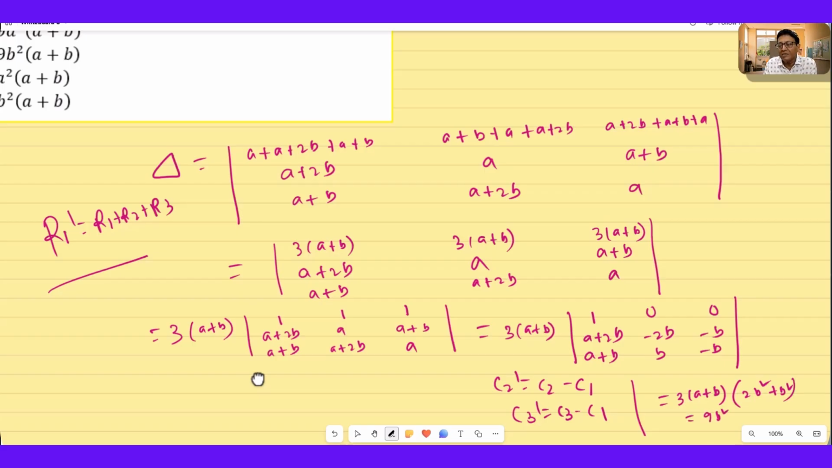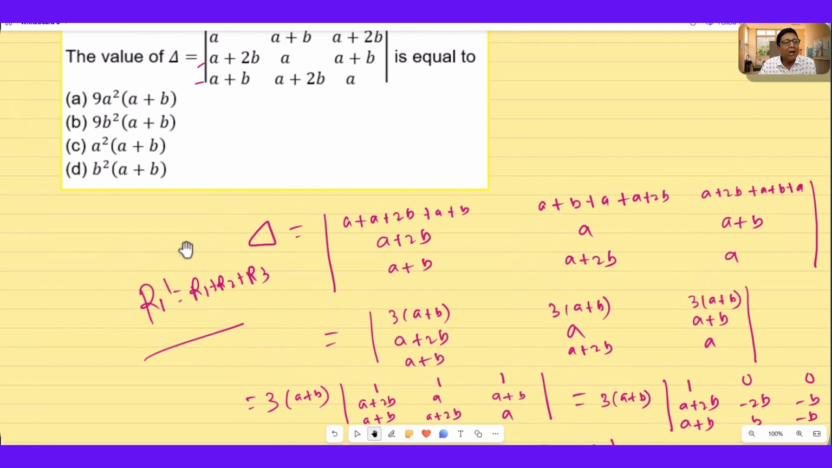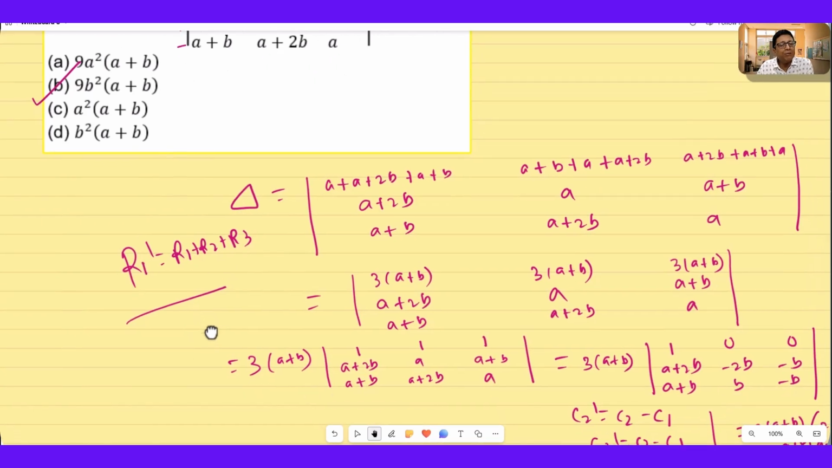See, 9b square into a plus b. So the answer is going to be this, just by the use of property. With expansion, you never get the answer so quickly. It will take a long time. You have to factorize, you have to multiply, you have to eliminate.